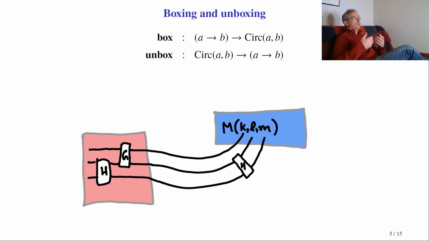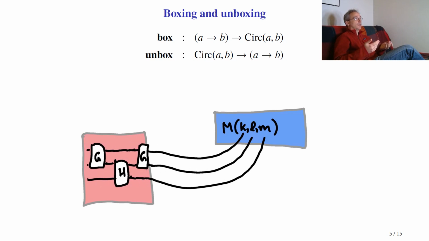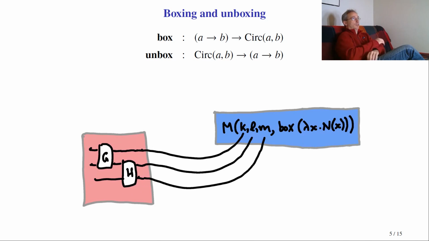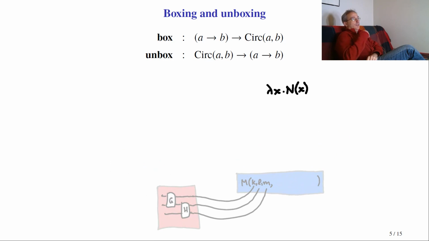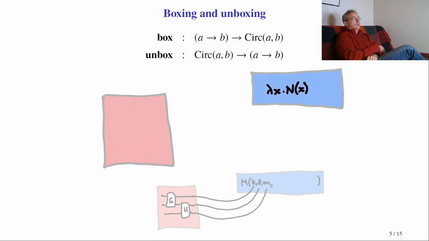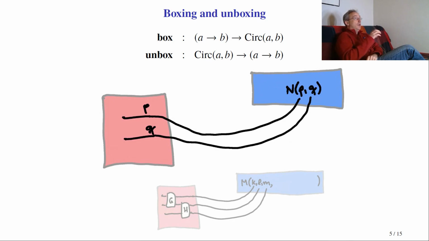If you're evaluating a term, which maybe holds several references to qubits in the current quantum circuit, then when you come to a box operation, the current circuit is put aside and the term inside the box operation is evaluated in the context of a new empty circuit.